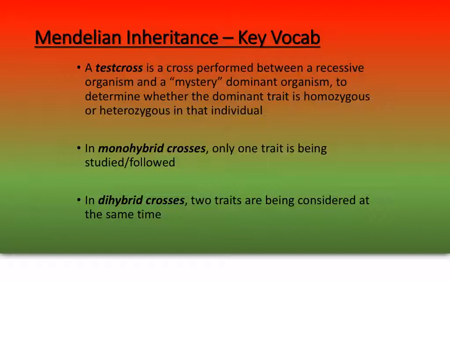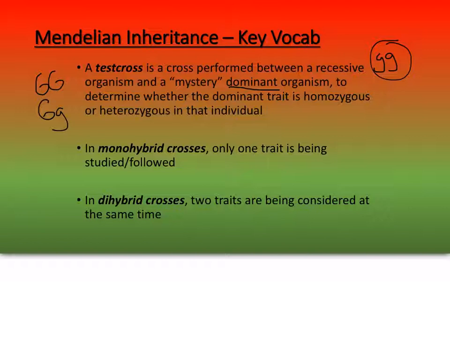Okay, a little more vocab still. When we do a test cross, this is where we cross a recessive organism, little g, with a mystery dominant organism, meaning that it could be big G, or could be big G, little g. By doing this, we can determine whether that mystery organism is homozygous dominant or heterozygous, because we'll get a different outcome in the offspring when we cross homozygous recessive with each of these guys.